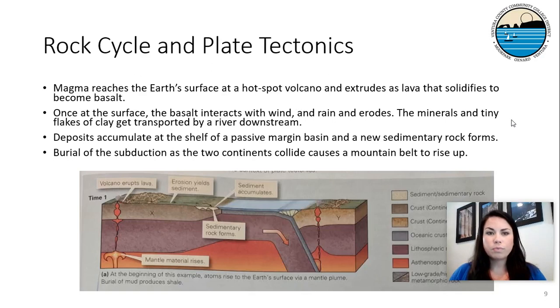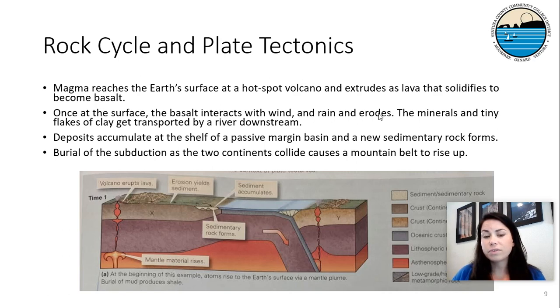Of course, rock cycles, sedimentary rocks, igneous rocks, metamorphic rocks, they all have to do with plate tectonics. Plate tectonics are the building block, the bread and butter of earth sciences. So how do they relate? Well, as magma reaches the Earth's surface, they can create a hotspot or a volcano that creates magma that then turns into basalt, for example. That's how we get igneous rocks.